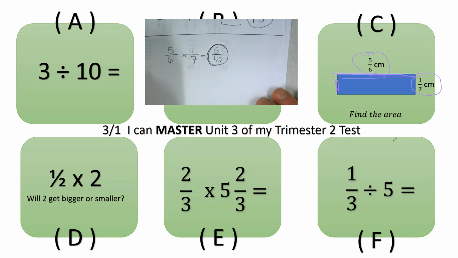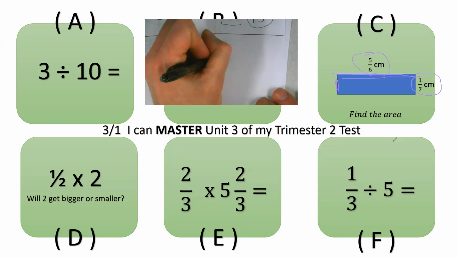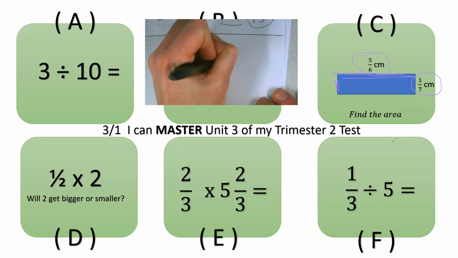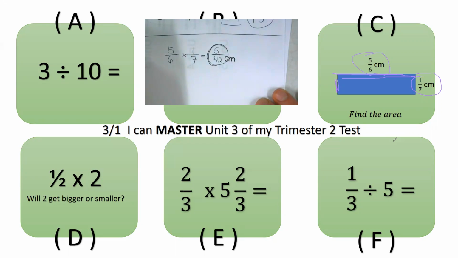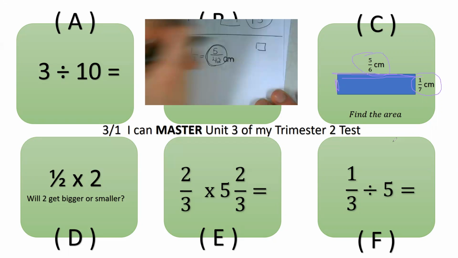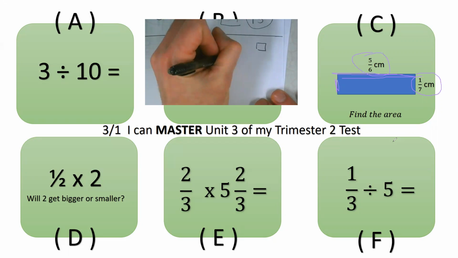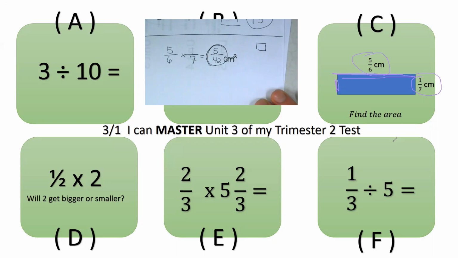The only other thing is, and we're going to learn this whenever we're finding area, it's not centimeters. It's not whatever unit you're using, because an area is a square. So it's centimeters to the second power, square centimeters, or centimeters squared.